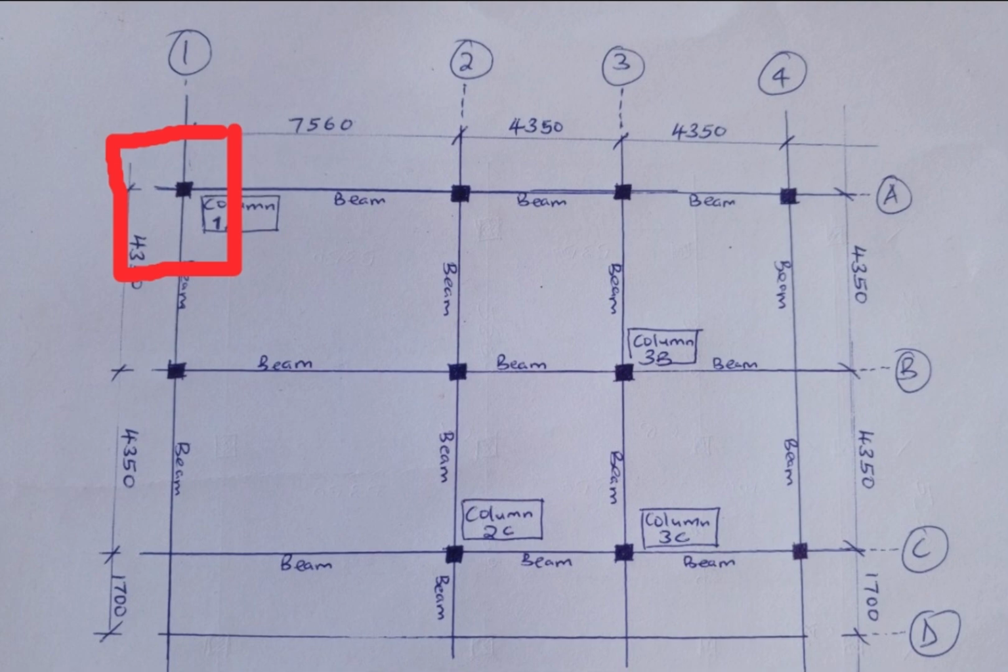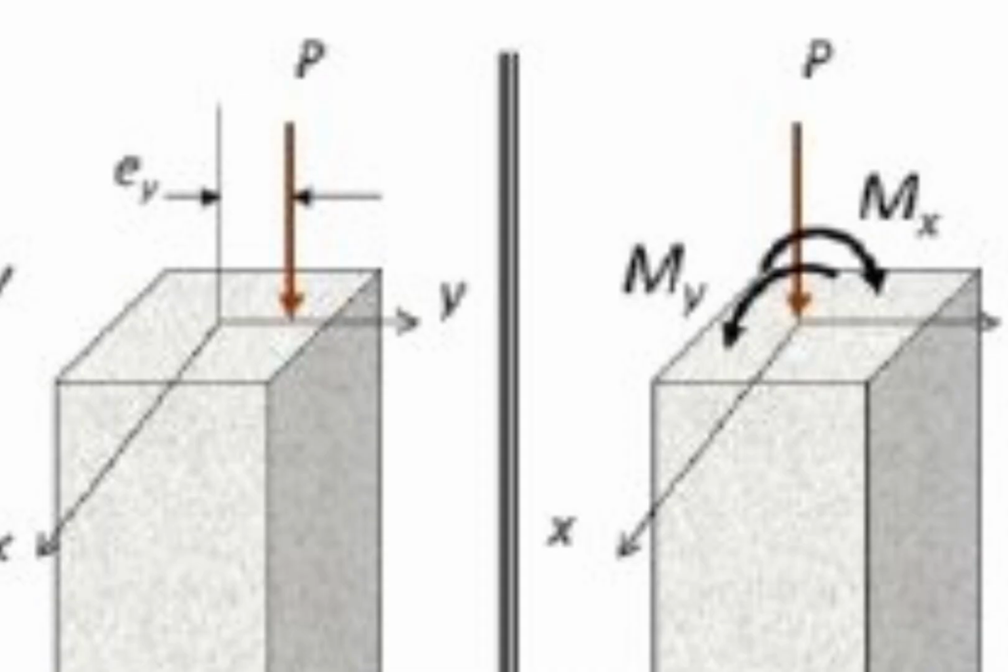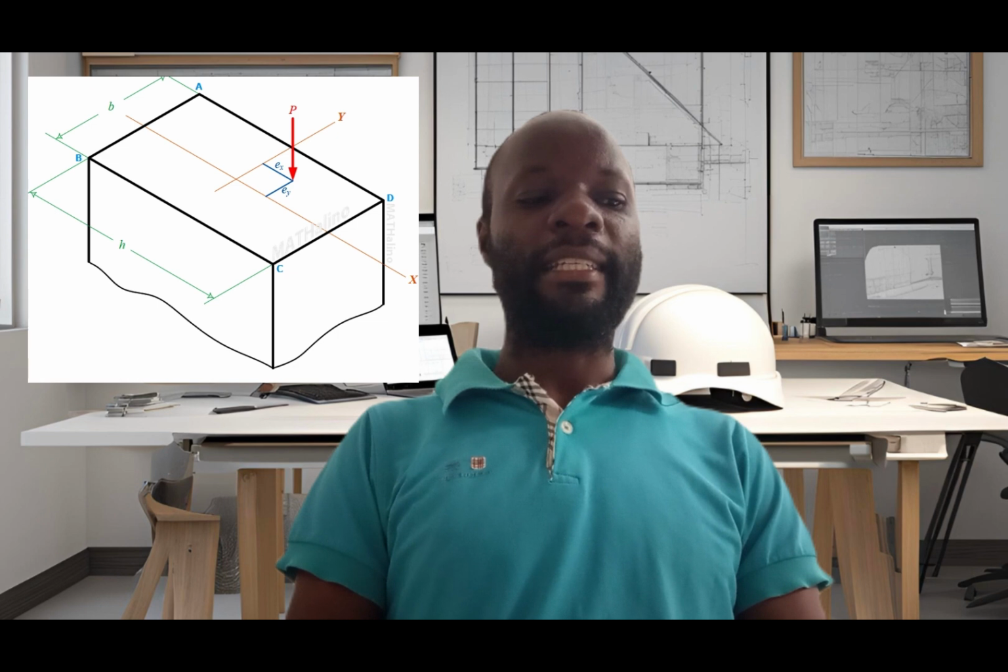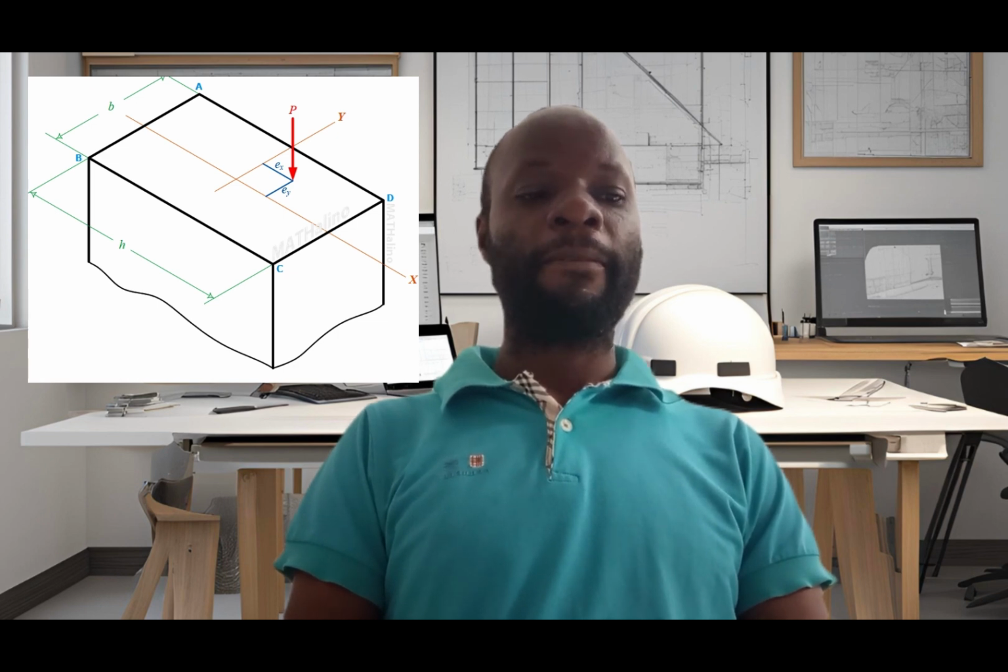How do the moments act on this column? The moments will be generated both on the x-axis and on the y-axis. Therefore, the column shall be designed for the generated moments on both axes and the axial load. So that is how we know that that column is a biaxially loaded column. That is how we determine whether a column is an axially loaded column, a uniaxially loaded column, or a biaxially loaded column.